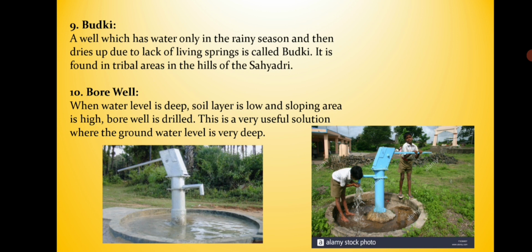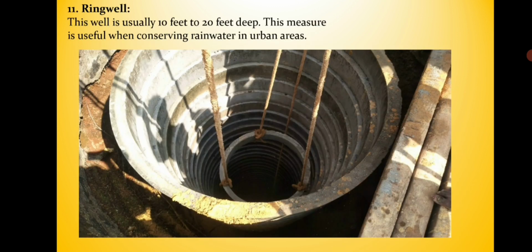Next is ring well. This is done using a small diameter well concrete ring. You can see the figure over here. It is a small diameter, it is a small well, where they use a concrete ring. This solution works best where the groundwater level is good and also close to the beach. This well is usually 10 feet to 20 feet deep only. This measure is especially useful when conserving rainwater in urban areas.